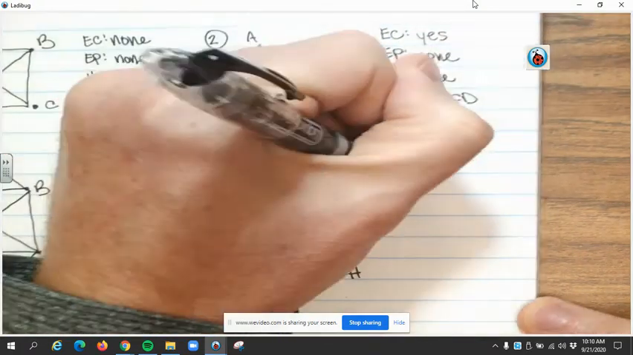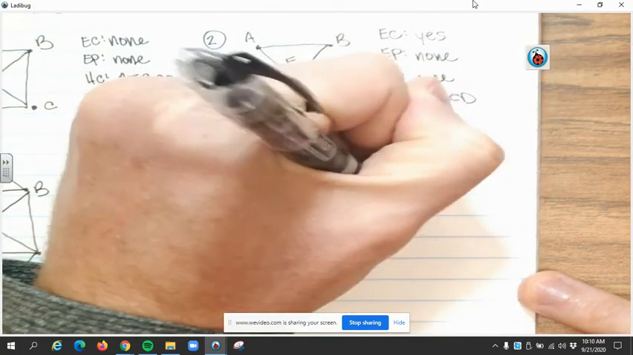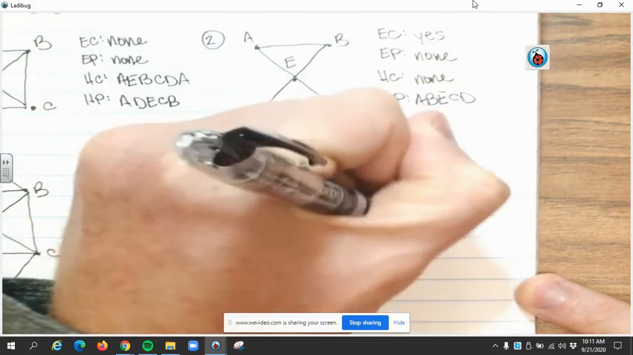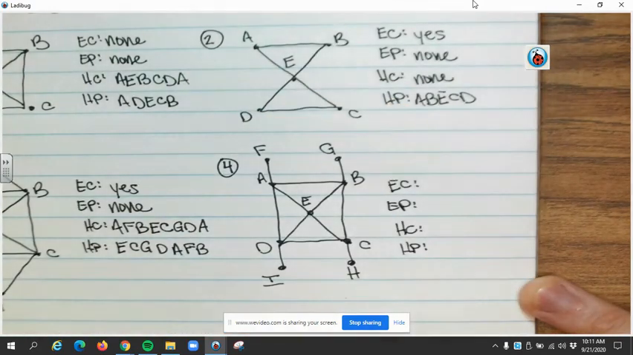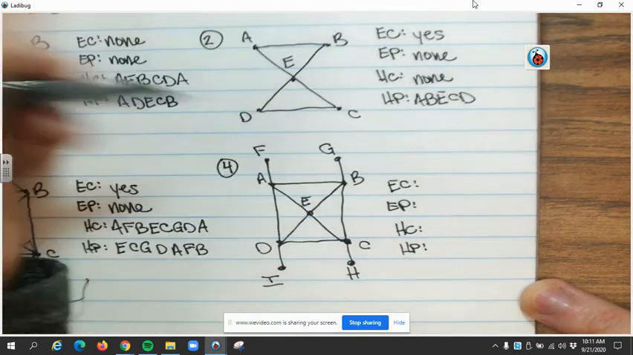Again, same 4 questions. Is there an Euler circuit? Is there an Euler path? Is there a Hamilton circuit? Is there a Hamilton path? Hopefully by this point you can tell right away if there are or not. So Euler circuits have to all be even. Are all the vertices even? They're not. F is odd, G is odd.